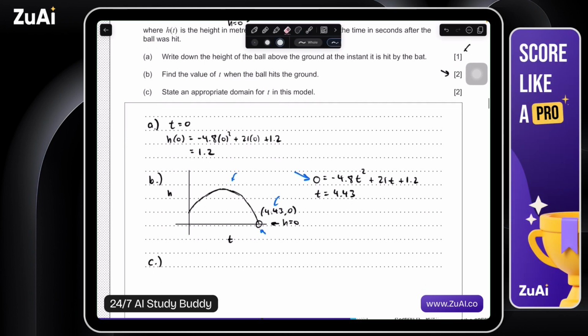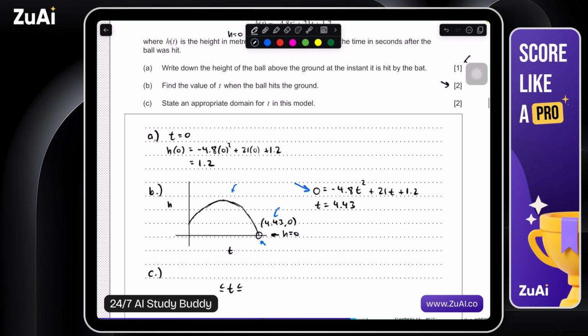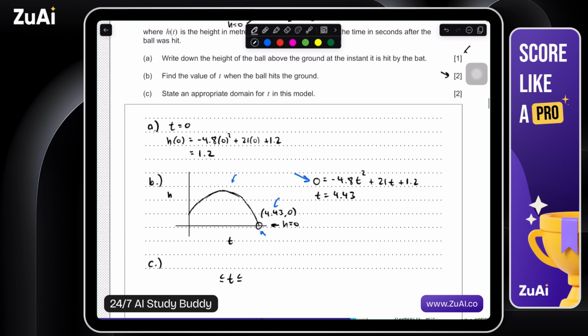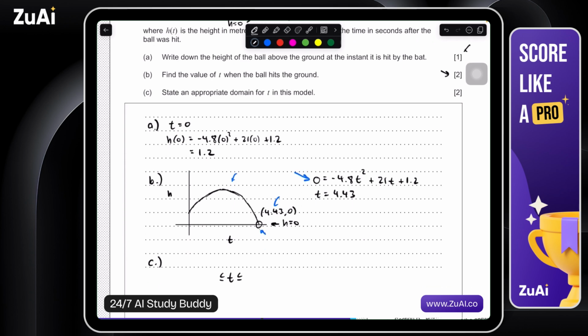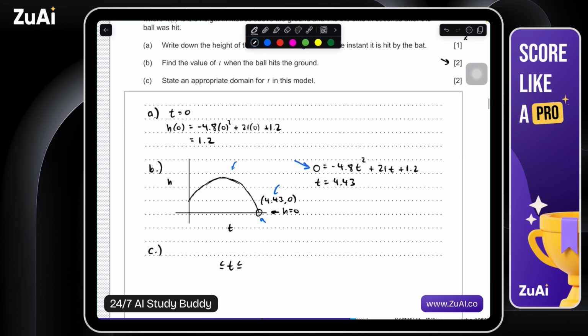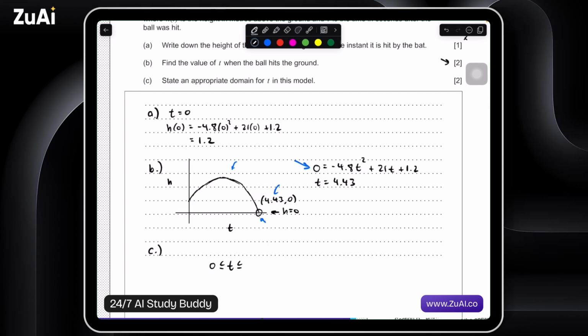So what we want is t to be greater than or equal to something, or less than or equal to something. For what values of t can we input to get a reasonable output? We know negative values of t wouldn't make sense. This is before the ball is hit. We know the ball is hit exactly when t is equal to 0, and t equal to 0 would be acceptable. So we don't need to just have it greater than 0, but t greater than or equal to 0 would also be okay.